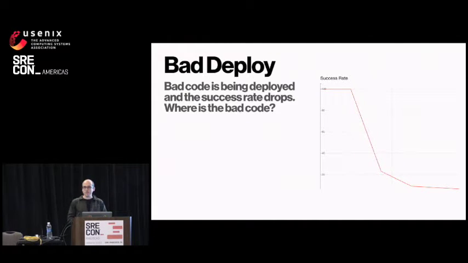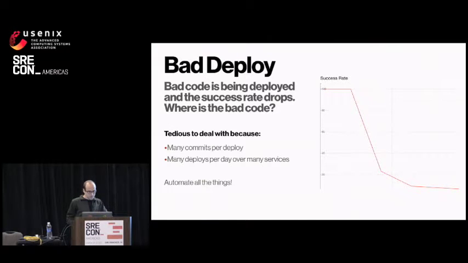Oh God, what just happened? What do we do? Who wrote the bad code? Where is it? So this always is tedious for me especially. I don't know about you, but I always find this really frustrating. There's many commits in a single deploy, and there's many deploys per day. So that means this happens many, many times a day potentially.